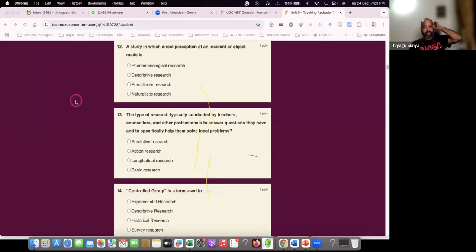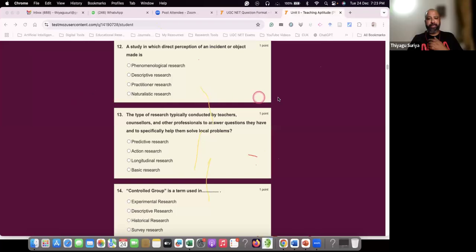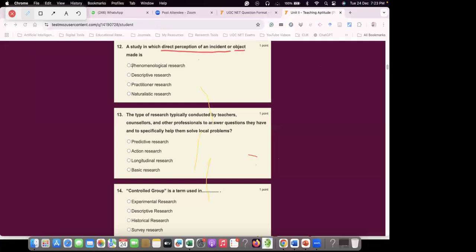Yes. Now the question: a study in which direct perceptions of an incident or objects are made. Any idea? Practitioner research? Kindly think about it. The study in which direct perceptions of an incident or objects are made. Natural.